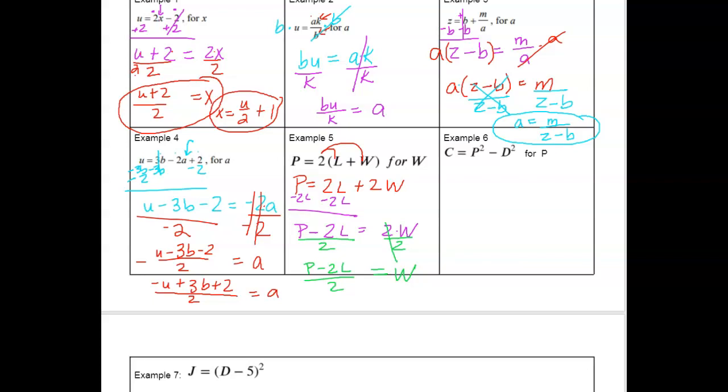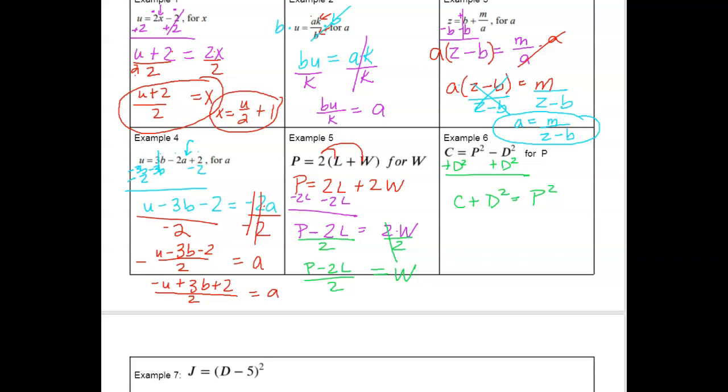So if you want to get P alone, we're still going to add D squared to both sides. So C plus D squared equals P squared. Okay? You're not allowed just to take the square root of everything at the beginning.